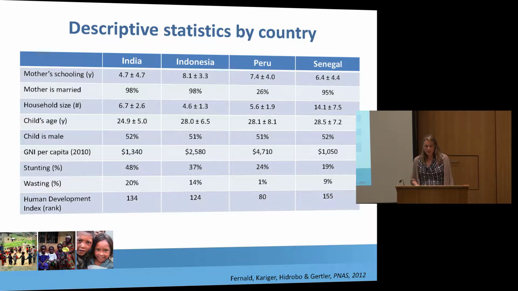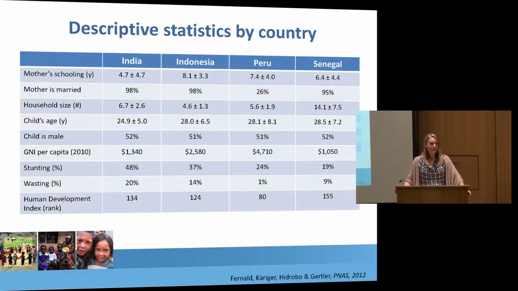So, descriptive statistics by country, what you can see here is really just looking at these countries. Now, I'm showing you here maternal schooling, for example, 4 years, 8 years, 7 years, 6 years. There's some striking differences. For example, in Peru, fewer mothers were married. Household size is very similar except for Senegal. Child age, percentage male. You can see GNI per capita is very different across the countries. Same as prevalence of stunting, prevalence of wasting, and then human development index. So these countries are very different.